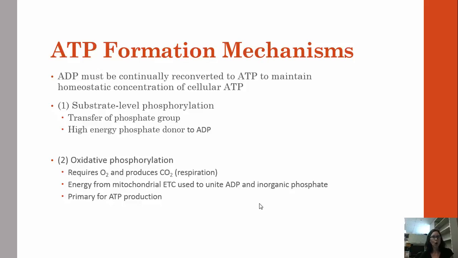Now the one we talk about the most and is primary for ATP production is oxidative phosphorylation. And just like the title says, it requires oxygen and produces carbon dioxide. Part of oxidative phosphorylation is the electron transport chain, which may also be called the respiratory chain, because it requires the oxygen and creates carbon dioxide for us to exhale. In this process, energy from the electron transport chain in the mitochondria is used to unite ADP with its inorganic phosphate to again make the stored energy that we can use. And we're going to go into a lot of detail about that.